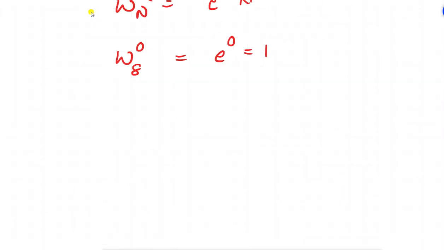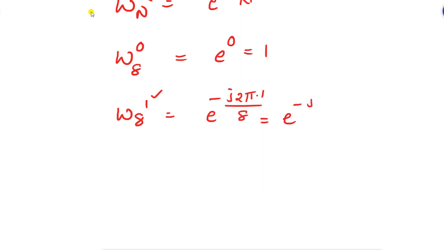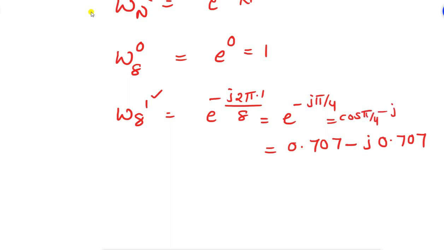And W_8 to the power of 1, that is equal to e to the power of minus j 2 pi, what is the value of k? The k value, k into 1 by 8, that is equal to e to the power of minus j pi by 4, which is nothing but cos pi by 4 minus j sin pi by 4. The value is 0.707 minus j 0.707.